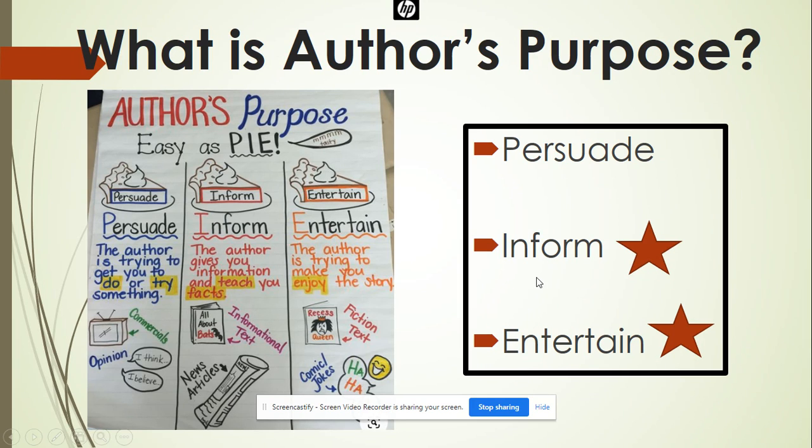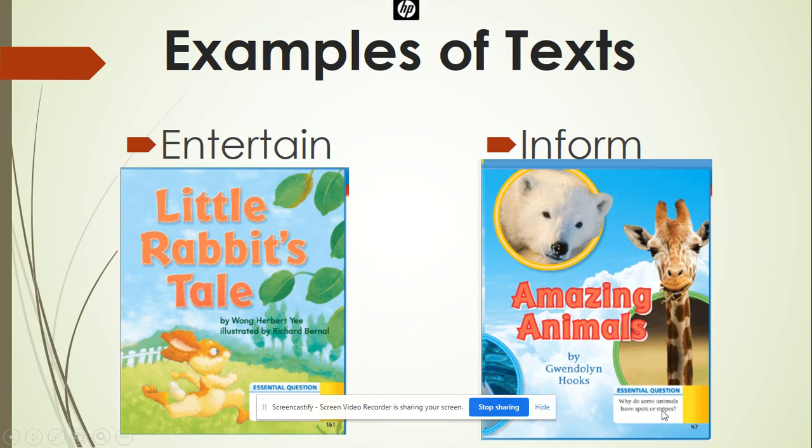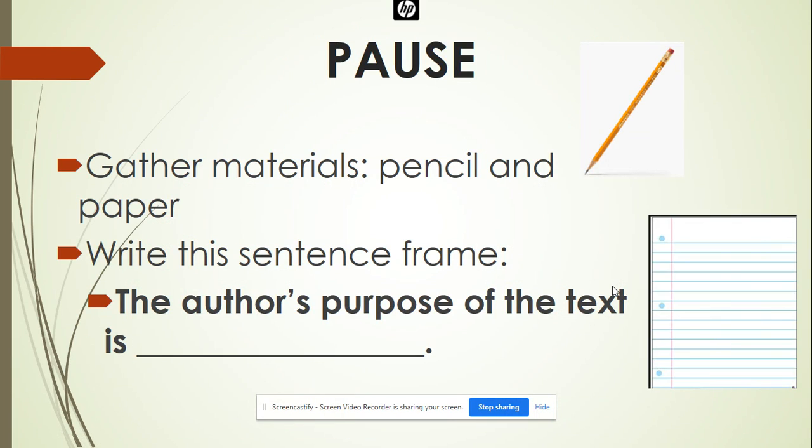In first grade, we mostly focus on the author's purpose, inform or entertain. Here are some examples of texts that we have read this year. Little Rabbit's Tale, the author's purpose was to entertain because he wanted you to enjoy the story. Amazing Animals, that author's purpose is to inform. They use real-life pictures and the author was trying to teach you something.